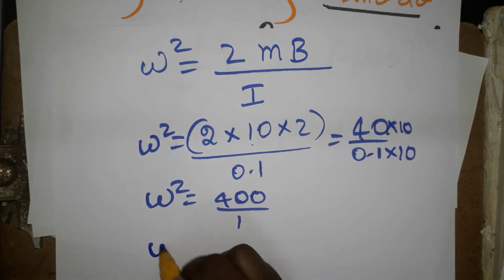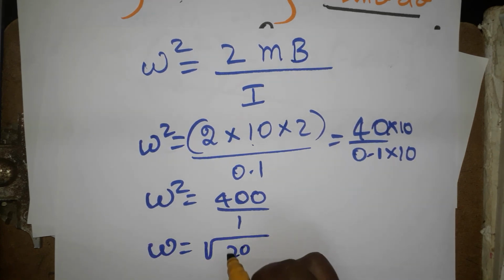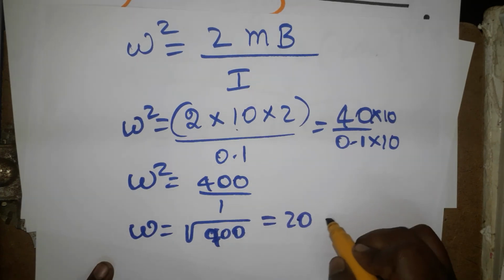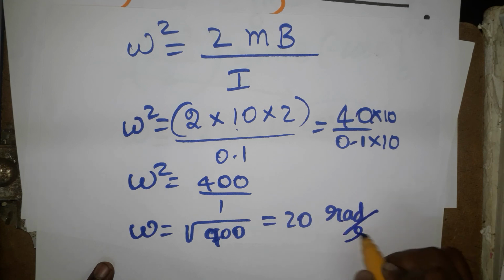So when we take the root of 400, what will we get? It's very simple, the root of 400 is 20. The unit of this is radian per second, because angular velocity is angle by time, angle is in radians and time is in seconds.